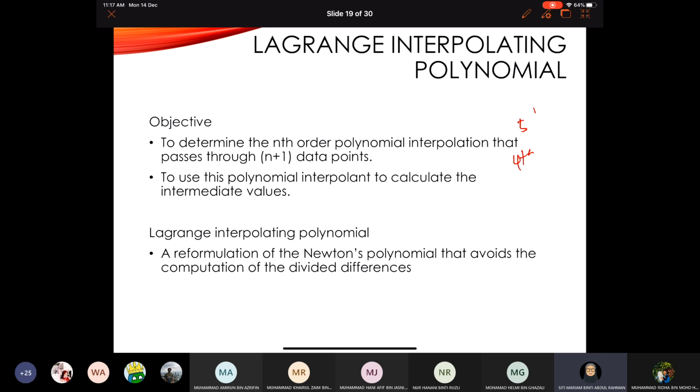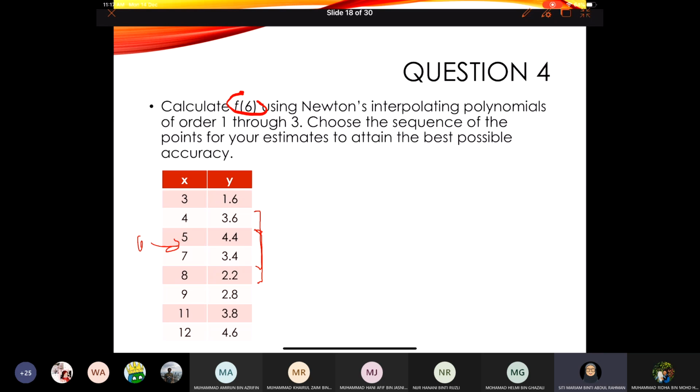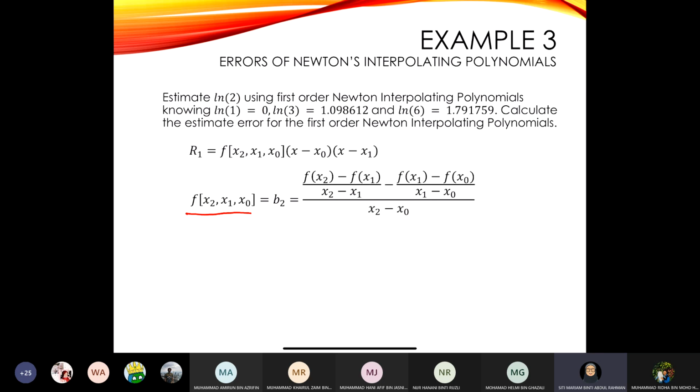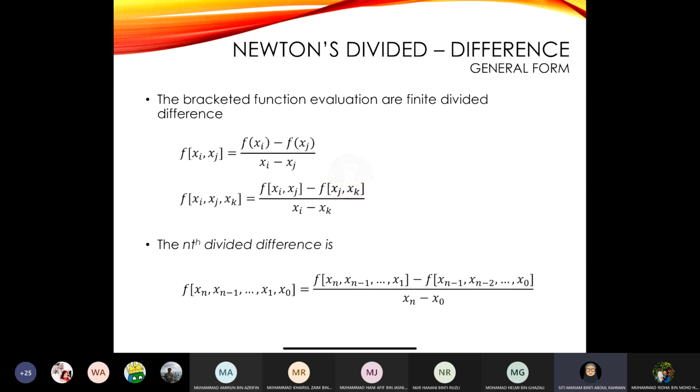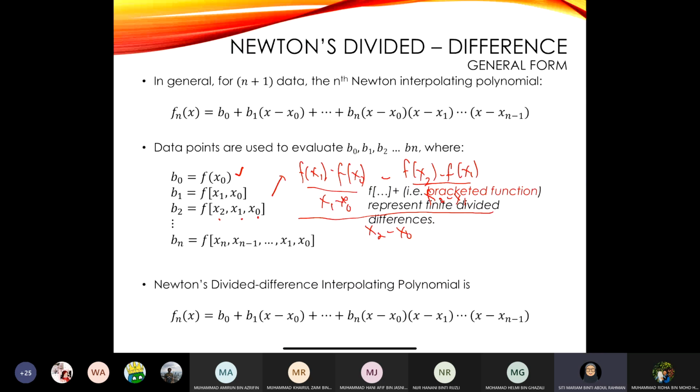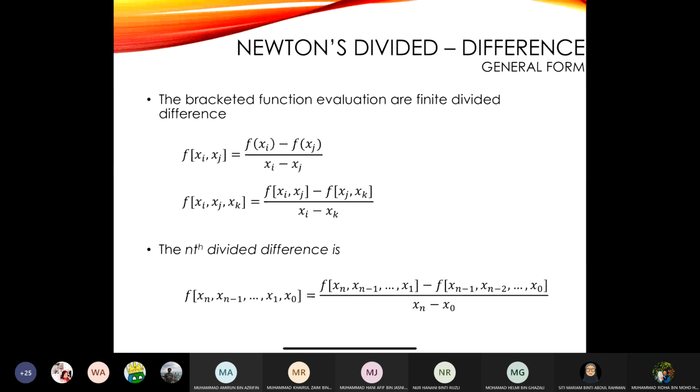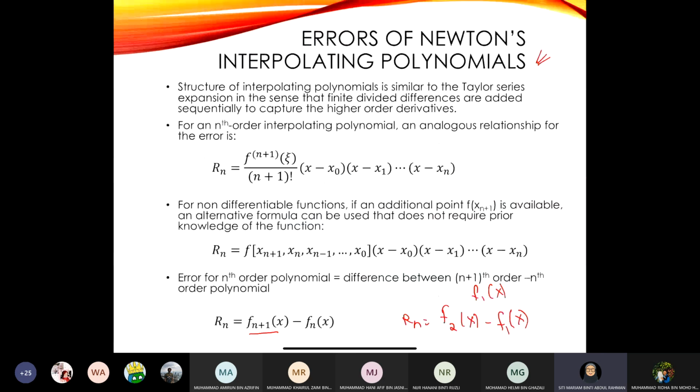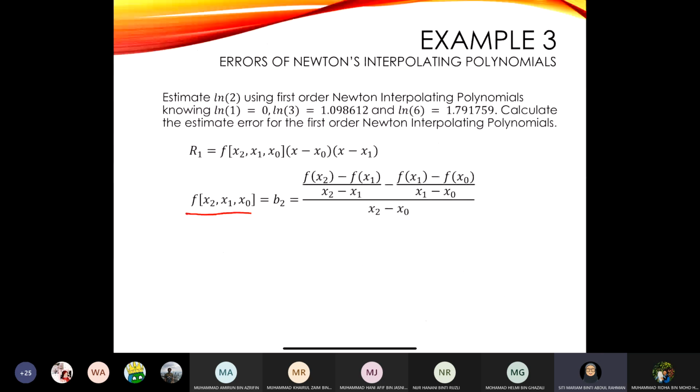So Lagrange ni sebenarnya is a reformulation of Newton polynomial that avoids the computation of divided difference. So if you calculate Lagrange interpolating polynomial, kita akan dapat value sama juga dengan tadi tu using Newton. So kalau kita katakan buat example ni tadi, guna quadratic interpolation, yang ni guna Newton. Buat Lagrange, you're going to get the exact value sebab dia memang reformulation of Newton interpolation polynomial.